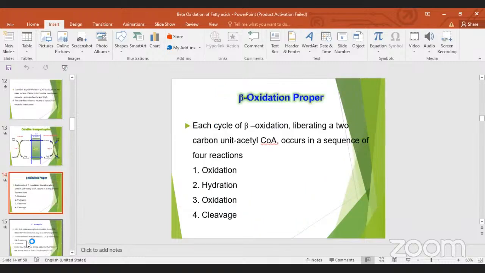Beta oxidation proper. Each cycle of beta oxidation liberates a two carbon unit, acetyl CoA, and occurs in a sequence of four reactions. One is the oxidation. The second one is the hydration. The third one is the oxidation. The fourth one is the cleavage.